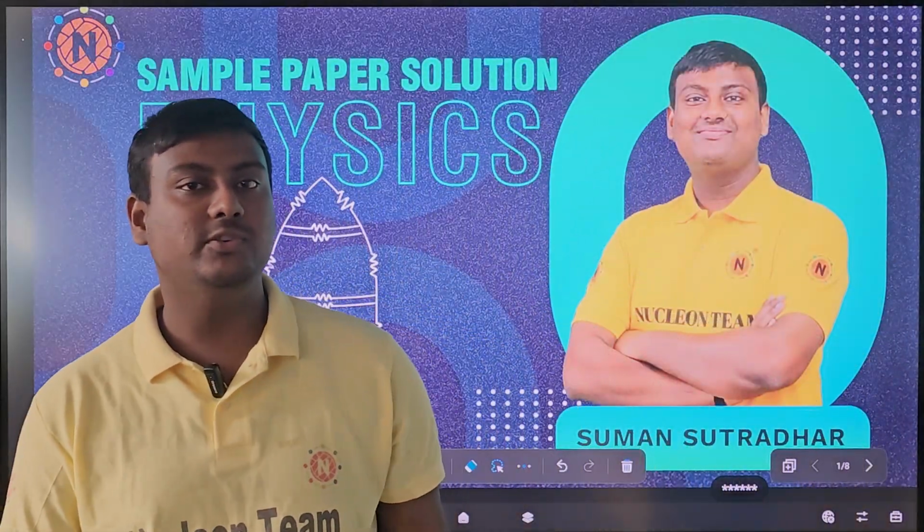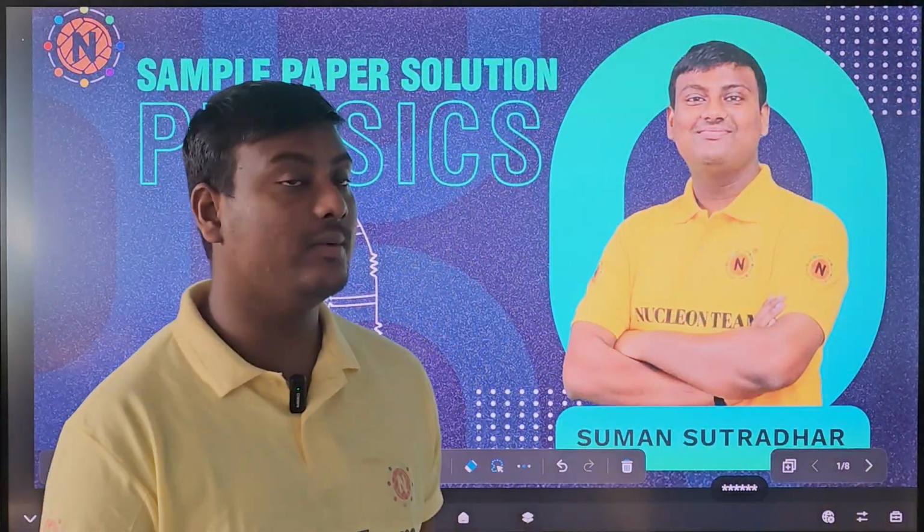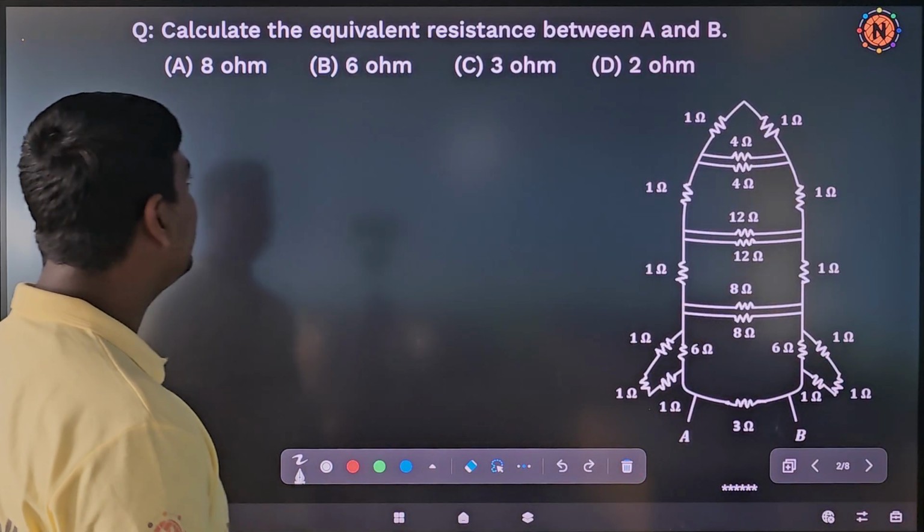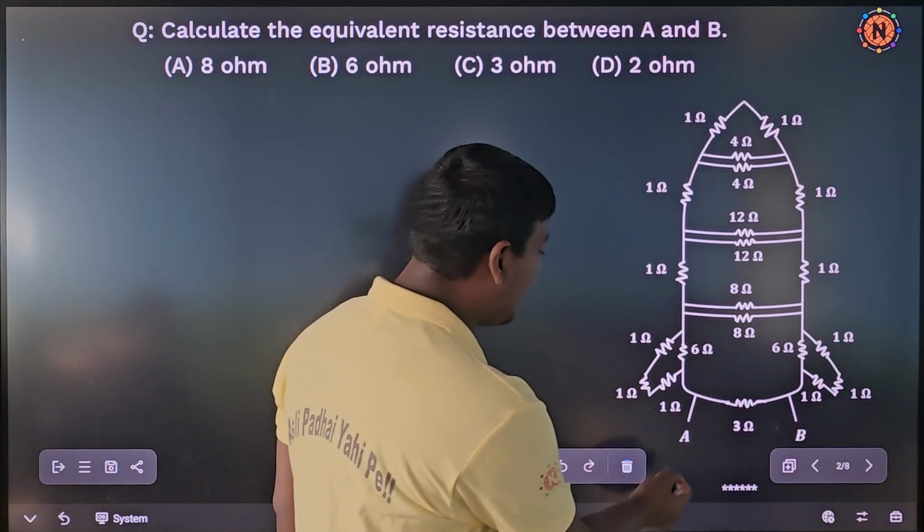Hello everyone, my name is Shuman Sutrodhar and today we are going to discuss one of the sample questions from physics. In this question we need to calculate the equivalent resistance between the terminals A and B.